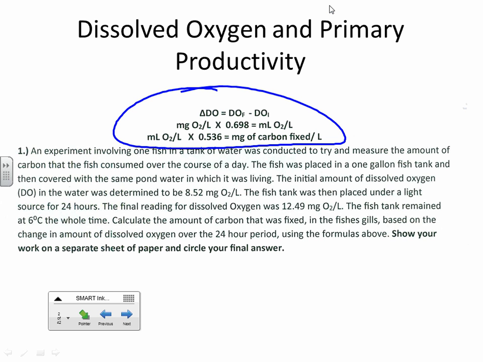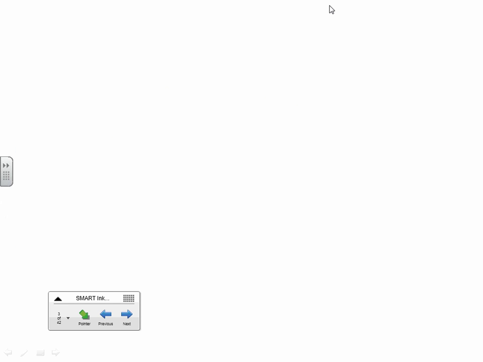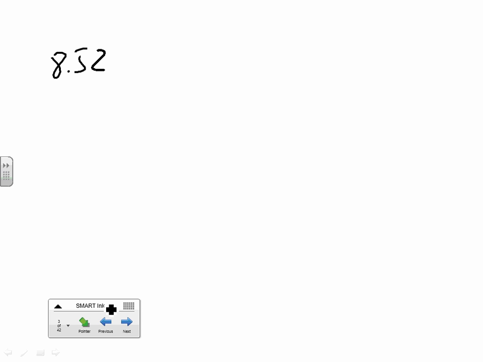But let's look at the math on this. Let me go to a slide where I can work this out so people who are just listening to this can see. We have 2 readings in this problem. They give us an initial and a final reading. They tell us to start with the amount of oxygen was 8.52 milligrams of oxygen per liter of water. And then a little while later, we put this tank in front of a light. And later we measured the oxygen there, and the reading was 12.49.